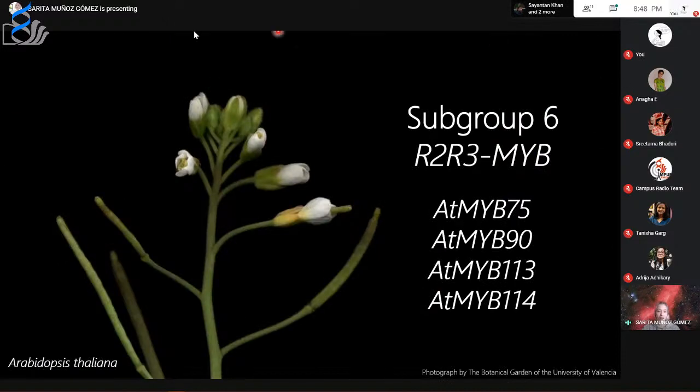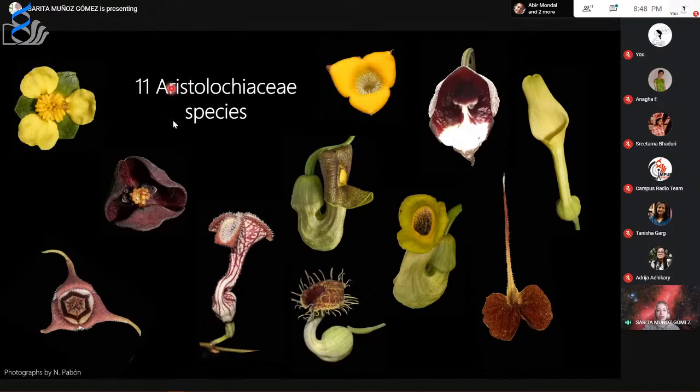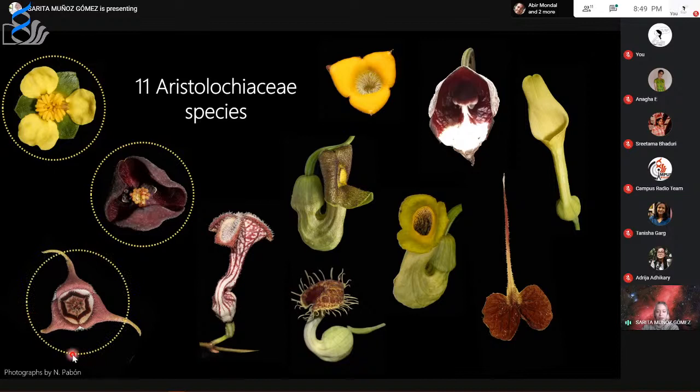In the model species Arabidopsis thaliana, there has been a distinction of subgroups inside the R2R3-MYB genes. Subgroup 6 contains four genes that are thought to be related to the regulation of these pathways that I mentioned before. And with that in mind, we wanted to know if the regulation of these pathways in the sepals of the Aristolochiaceae was somehow similar to Arabidopsis. So to evaluate this, we used 11 different transcriptomes from 11 Aristolochiaceae species. We included four different genera inside the family, which are Saruma, Thottea, Asarum, and many different species from the Aristolochia genus.